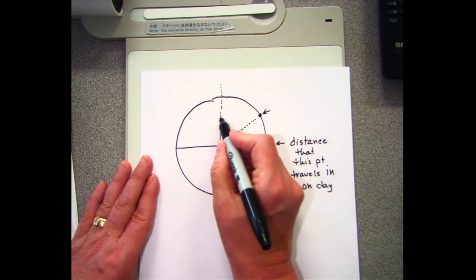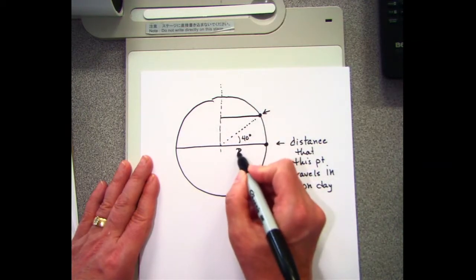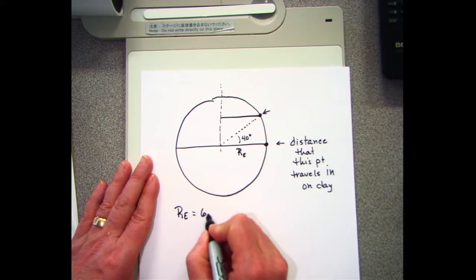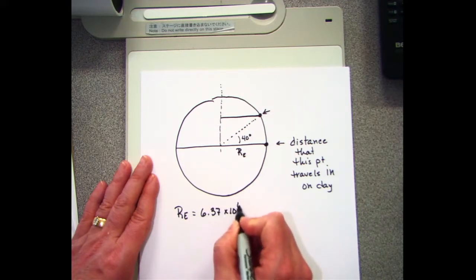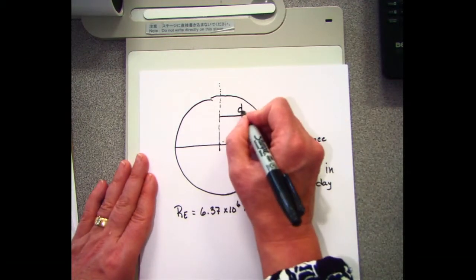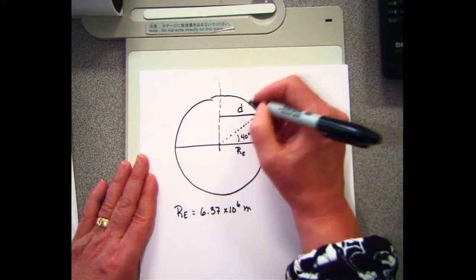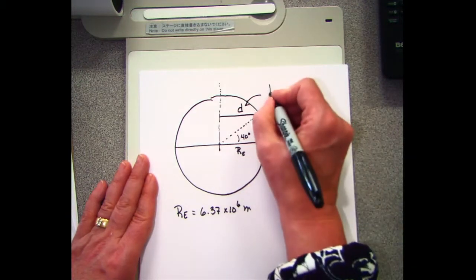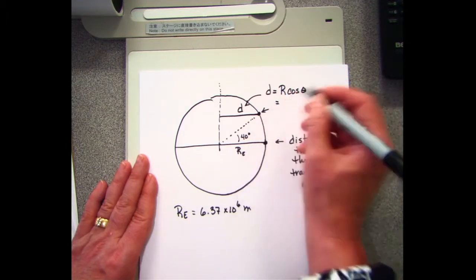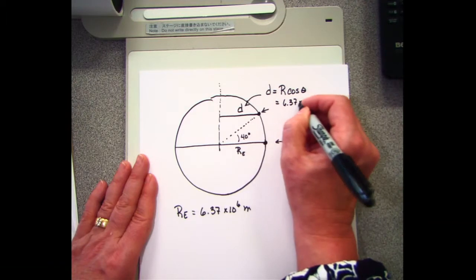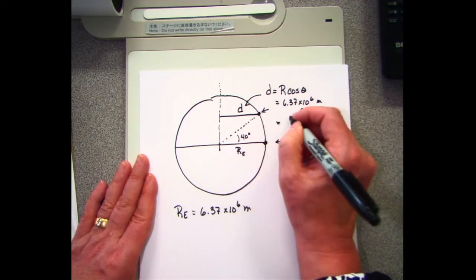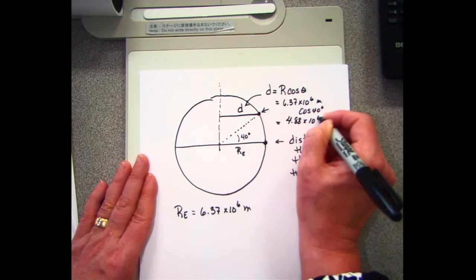So I got my lovely planet. This is our nominal Earth radius, and the nominal Earth radius is 6.37 times 10 to the 6th meters. But this is going to be something different. That D, because we're going to compare these 2 points, D is going to equal R cosine of the angle. So that's going to be my 6.37 times 10 to the 6 meters cosine 40 degrees, which is going to give me 4.88 times 10 to the 6 meters.